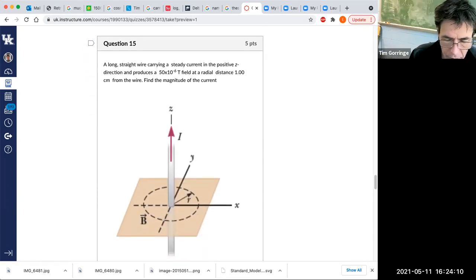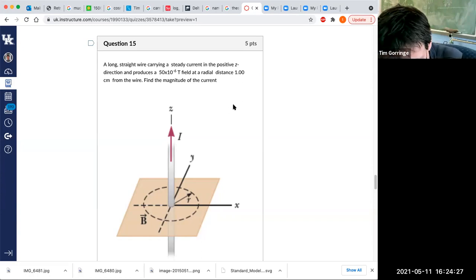Okay, question number 15. In question number 15, we've got a long straight current carrying wire. In the neighborhood of the wire, 1 centimeter from the wire, the field is 50 microtesla. And we've got to figure out the current that's flowing in that wire.